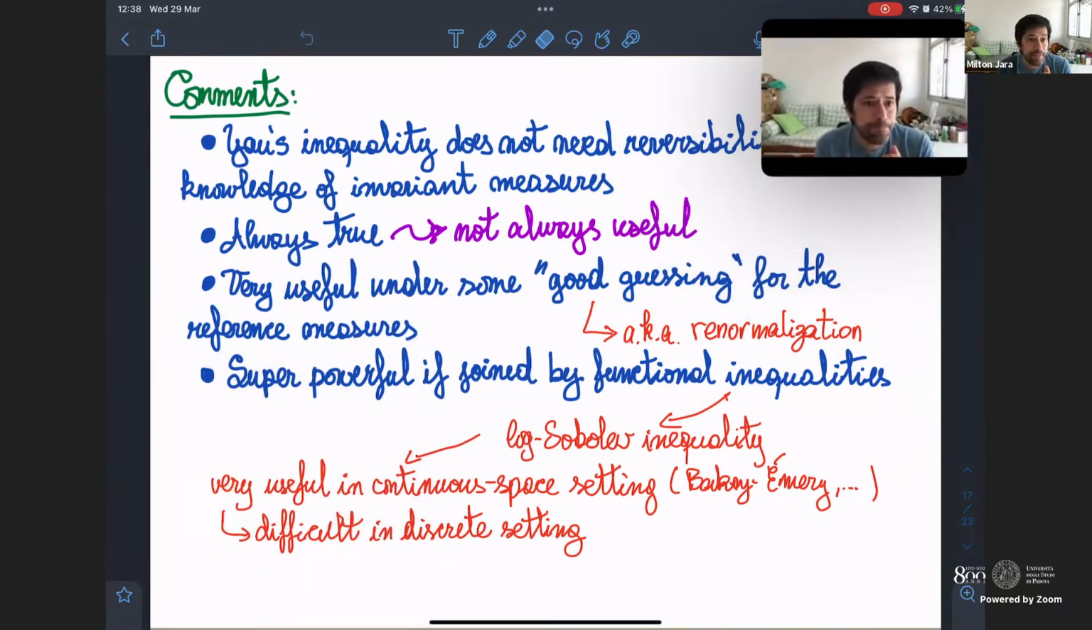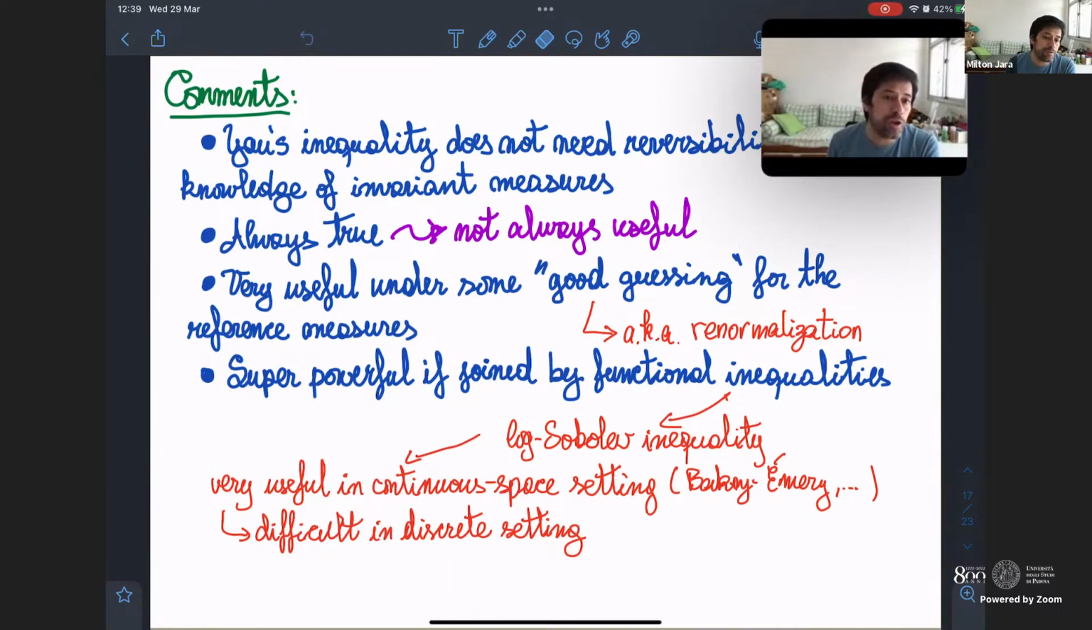And if you can join this Gauss inequality with functional inequalities, because of all these variational formulas that you have at your disposal, then it gets very powerful. Okay, so in particular, if for example you have access to sub-log Sobolev inequalities or something of the sort, you start to get very good information about your Markov chains out of that.